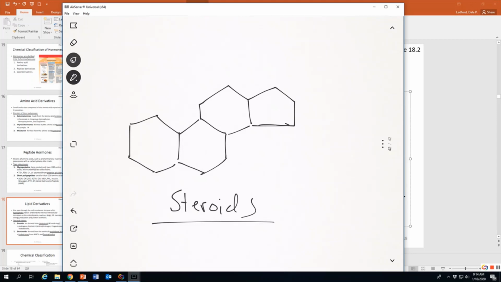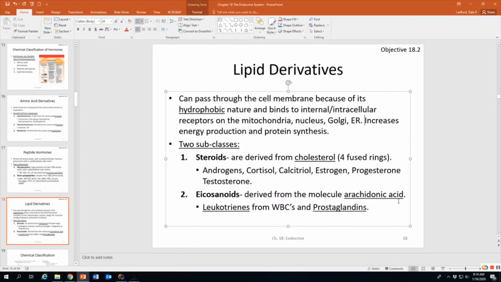Now, steroids are hydrophobic. And what they do is they will pass through the cell membrane. I'll talk more about that. They are always made from cholesterol with 4 fused rings.